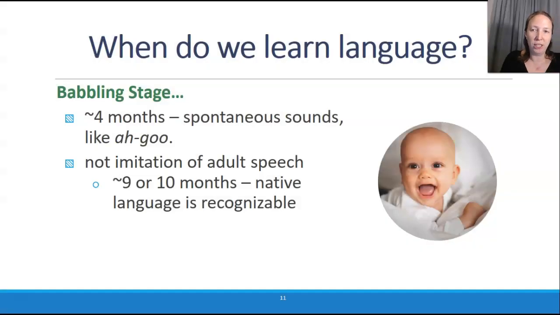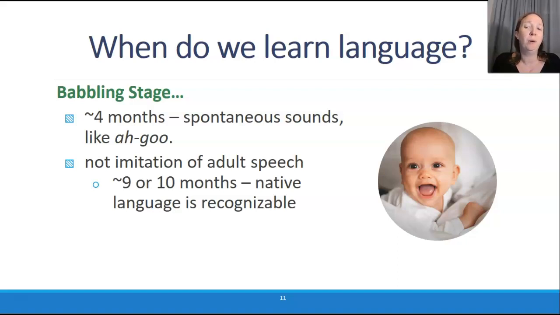Now, what about the stages of language development? The babbling stage is the first one. This is typically around 4 months, where you start to hear babies actually produce sounds, like ah, cool, mama. Maybe not mama, that's actually a word, but just random sounds. It is not an imitation of adult speech, though. At that point, they're not actually copying, they're just experimenting with the sounds that they can make.